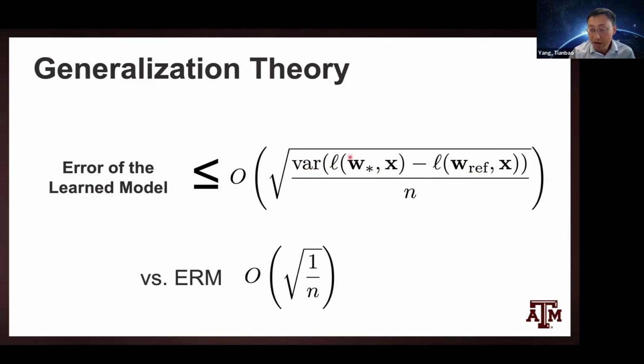If we compare this generalization error bound with the standard generalization error bound of empirical risk minimization, that is big O of the square root of a constant divided by m. The difference is that the constant is reduced to the variance of the loss of the optimal model, and that variance could be very small if the reference model is sufficiently trained. So that's the benefit of using this DRO risk minimization with a reference model. We can quantify the benefit.